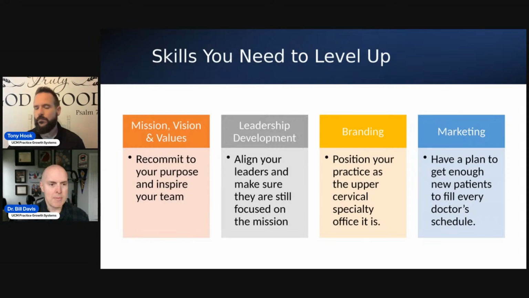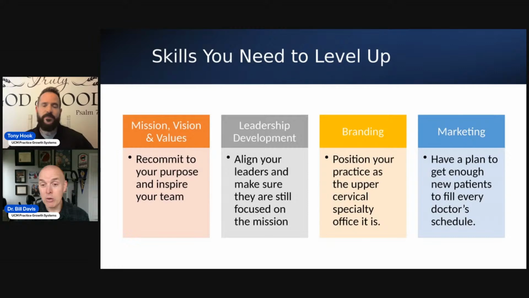And so, skills you need to level up: mission, vision, values. It's funny, we talk about that in the first stage, how important it is to establish them. But at this point, you have to go back to it. You have to recommit to it. You have to start to talk about it even more. Communicate it over and over and over to your team. Help them to be inspired by your purpose.